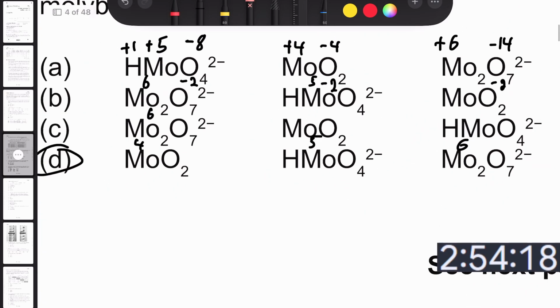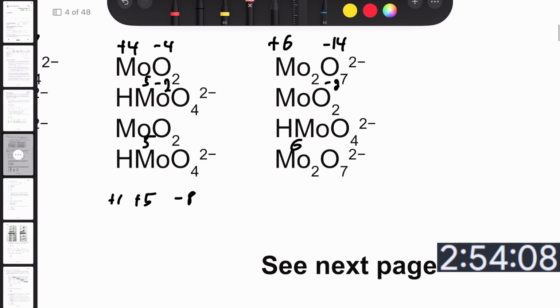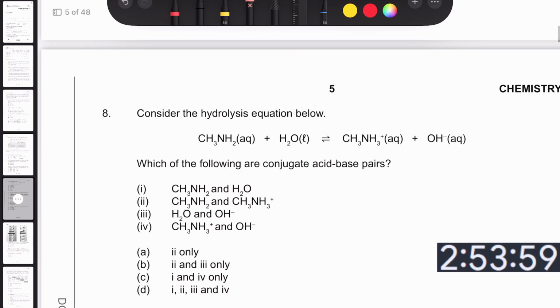Let's just check all are working. -2, so the total is -4, and our charge is 0. Total here is -8 plus 1 is -7. I want to get it to -2, so I do +5. Here is -14. I wanted to get to -2, so I need a +12, so +6. Yep, D.